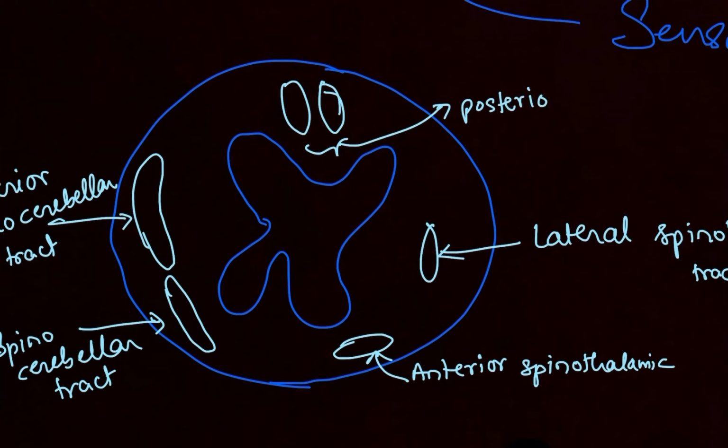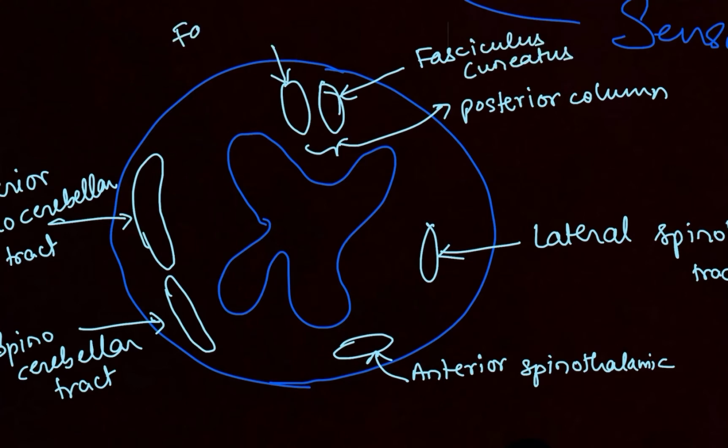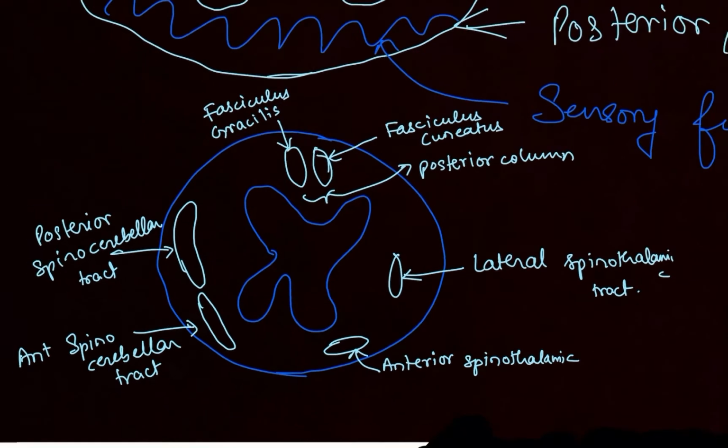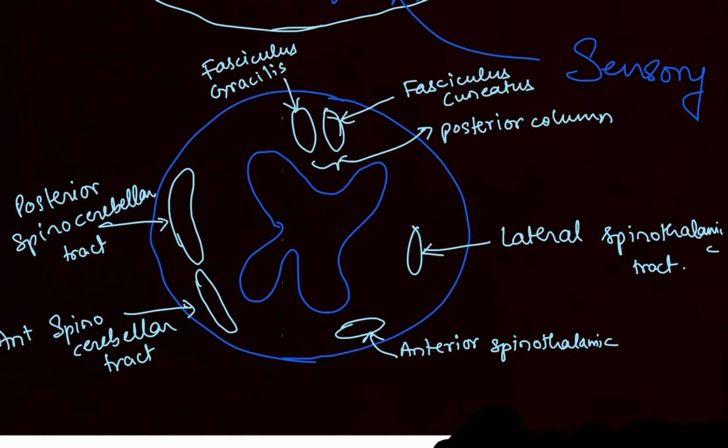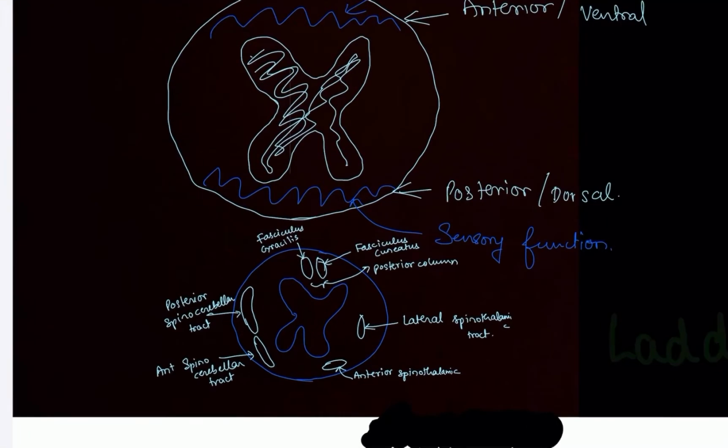We have a specific name for this pathway, that is DCML pathway. I'll be explaining it in the next slide. So this posterior column, and there is this tract, we call it fasciculus cuneatus, and this is fasciculus gracilis. Okay. So make this diagram. Then I'm giving you a table form that you should write down. That's it. Nothing more to be written down from this video. The rest is all for your better understanding.